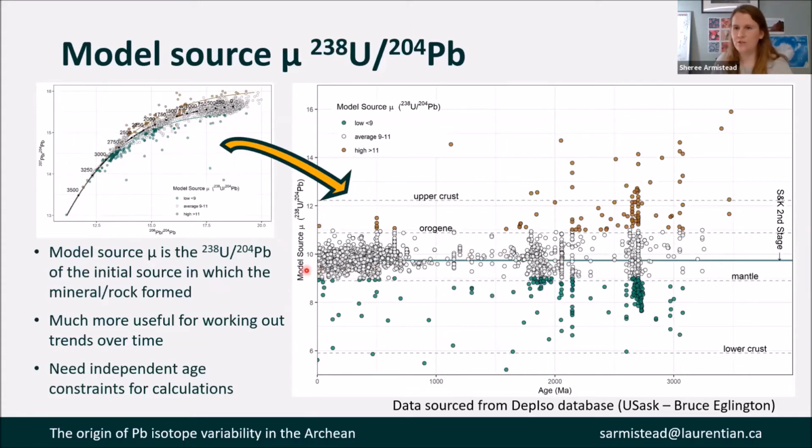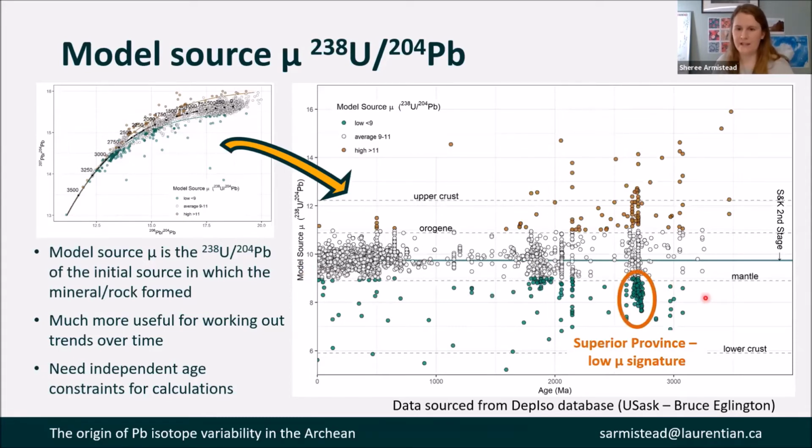stage line is horizontal, so we can really see how things are changing through time, and we really want to be able to compare different time periods and to see variations across regions that formed over a long time period. But we really need independent age constraints for these calculations to be able to do this, which adds another limitation when we're compiling data.